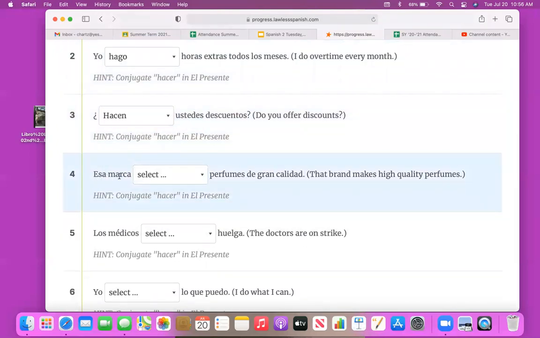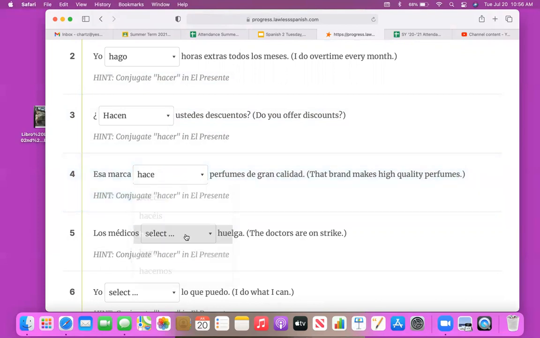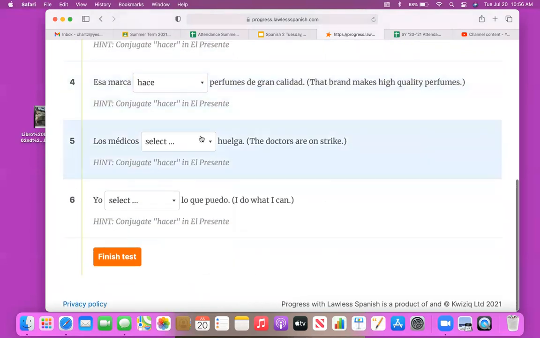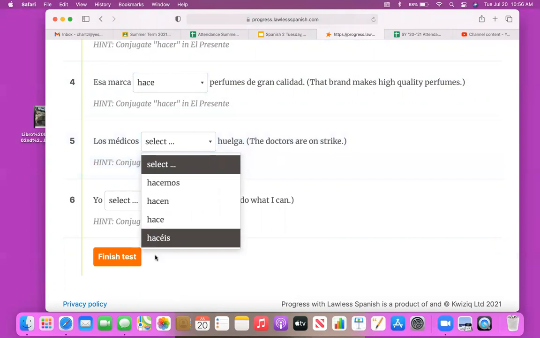And then esa marca blank perfumes de gran calidad. So it's saying that brand makes high quality perfumes. So that brand is the subject, it. So what do you think goes with that? Hace. Yep. And then for the next one, los médicos blank huelga. So the doctors are on strike. So the doctors is our subject. What do you think? They.